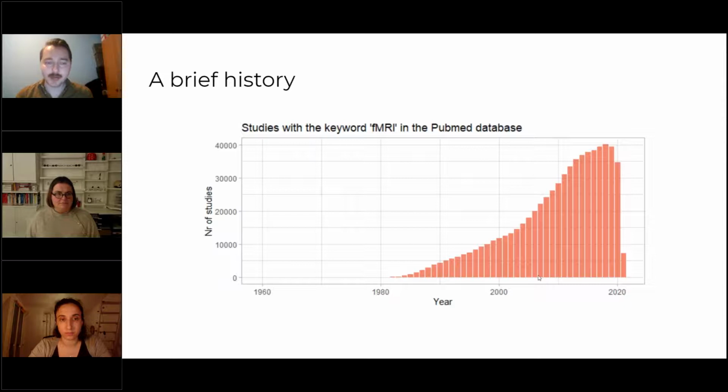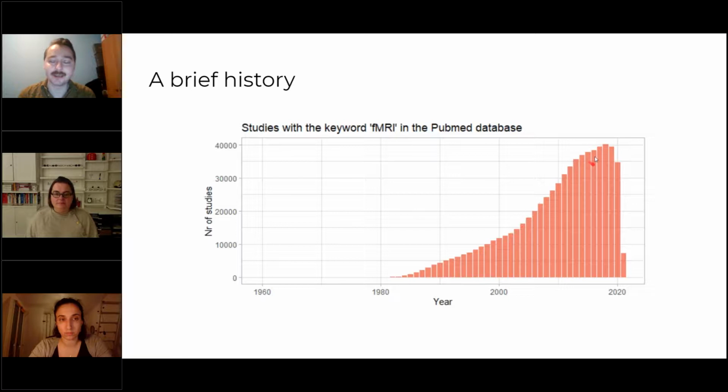Just to get a glimpse of how popular this is, I just very simply plotted here the number of studies which have the keyword fMRI in the online database of PubMed. This is not the most sophisticated technique. For example, you can see that there are in fact some studies which have fMRI keywords before 1990, which is of course impossible because the technique didn't exist back then. So these are either errors or just acronyms for different techniques.